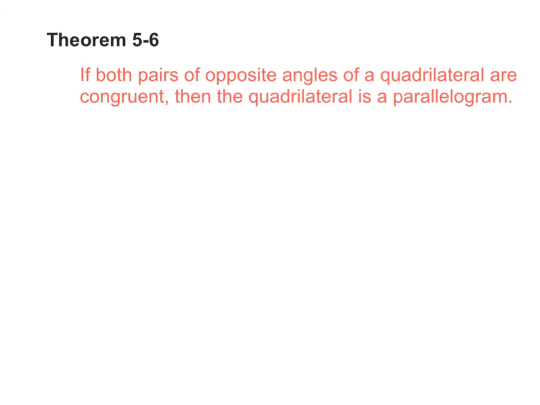The next theorem is Theorem 5-6. This theorem states, if both pairs of opposite angles of a quadrilateral are congruent, then the quadrilateral is a parallelogram. So this doesn't deal with sides at all, it simply deals with opposite angles. So if both pairs of opposite angles are congruent, then you've got a parallelogram.